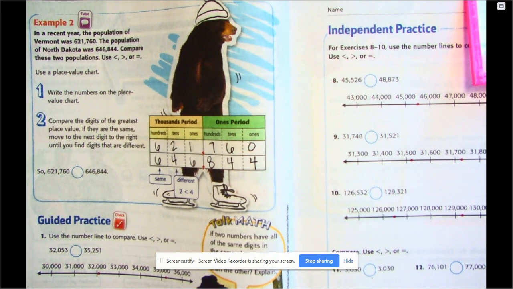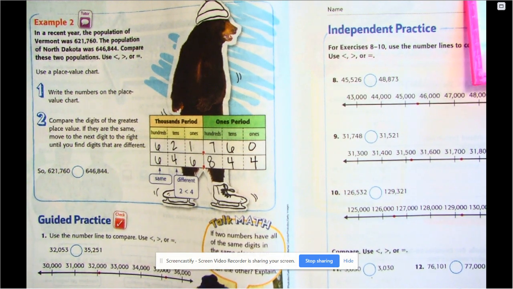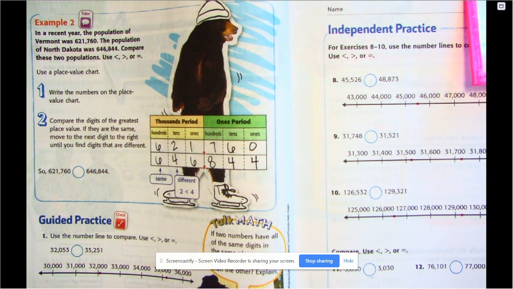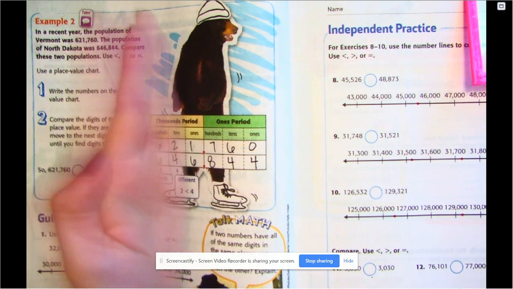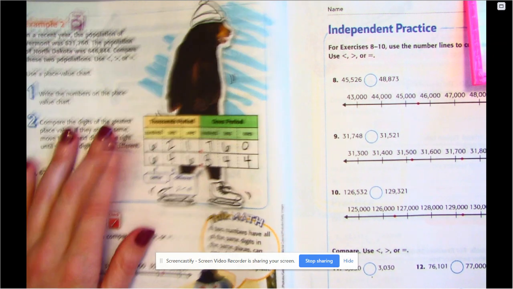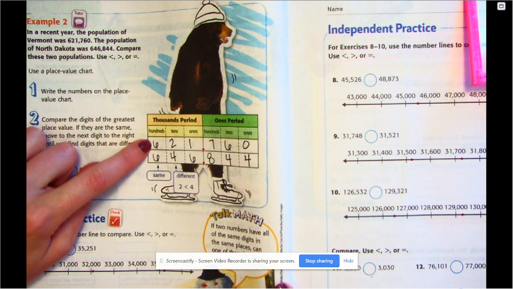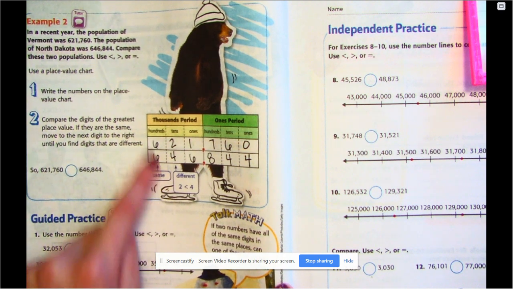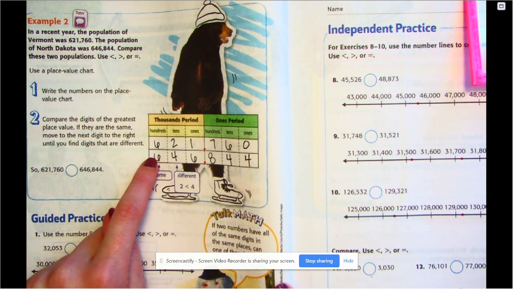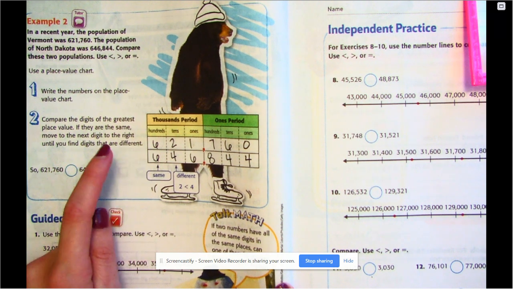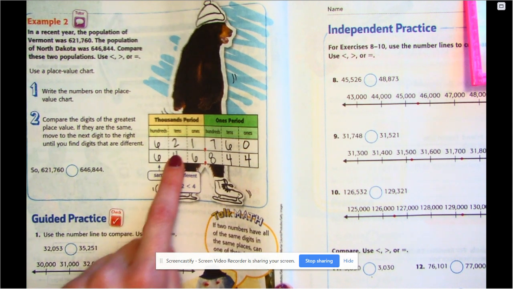So when we compare numbers like this, we always start with the biggest place value, or the place value that's the farthest left. In this case, it's going to be the 100,000s place. In the 100,000s place, we have the same digit. It's both 6. So we can't really determine which one's bigger yet. We need to move to the next place.